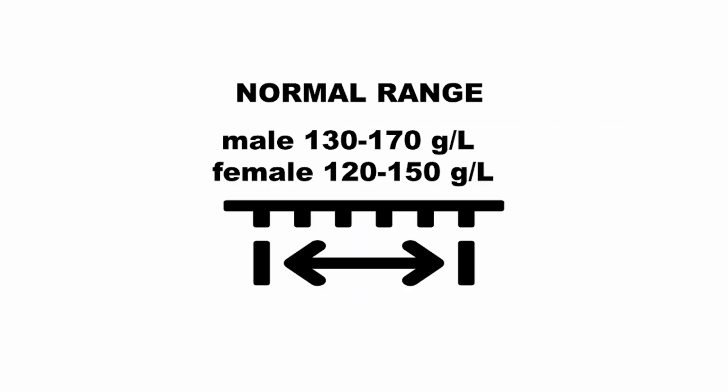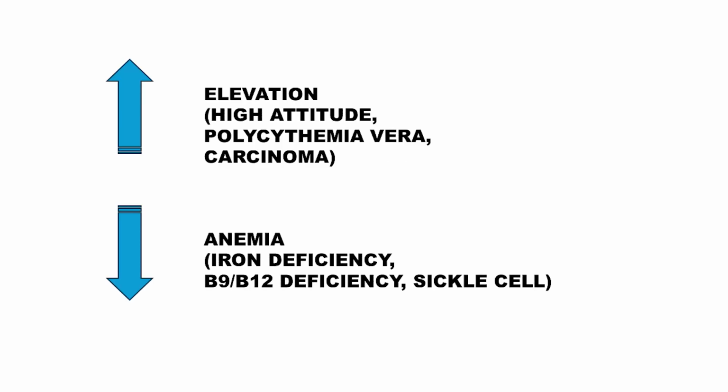The normal range of hemoglobin in males is 130 to 170 gram per liter, and in females 120 to 150 gram per liter. The results can be interpreted as follows: an elevated hemoglobin level or a decreased hemoglobin level.